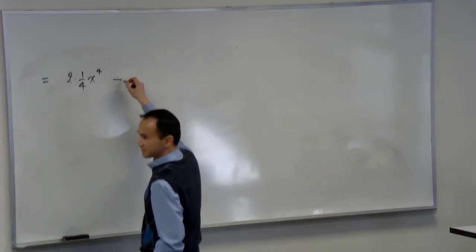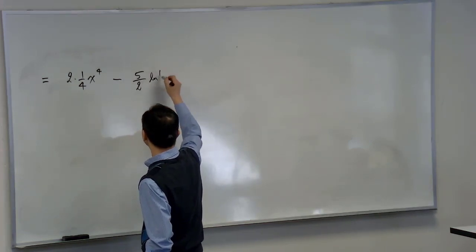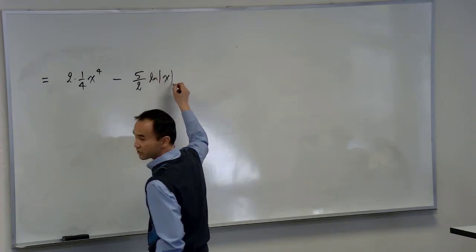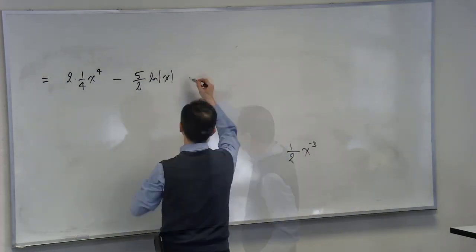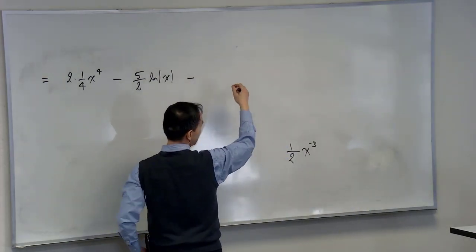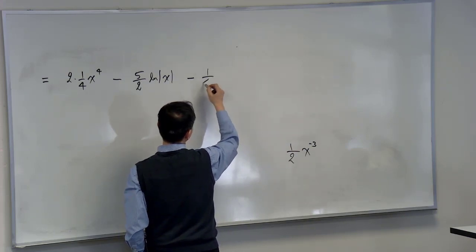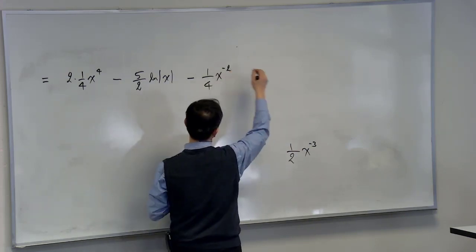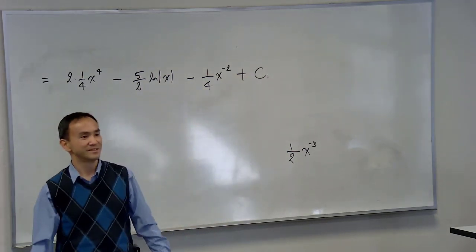And then minus, and then the next one there is going to be a 5/2 isolated out as a coefficient, but multiplied with the natural log of absolute value of x. Agree with me on that again? Okay. Minus, so I'm going to combine signs together right there. Anyway, so minus 1/4 x to the power, okay, plus c, right.